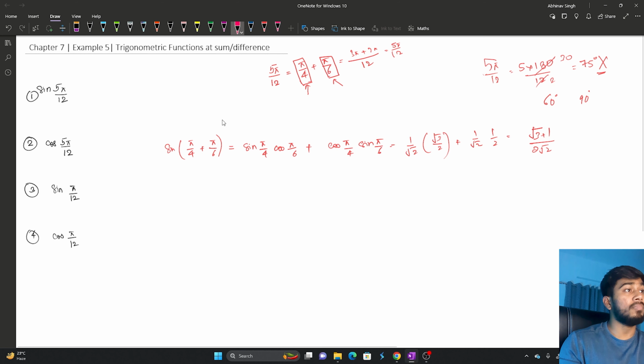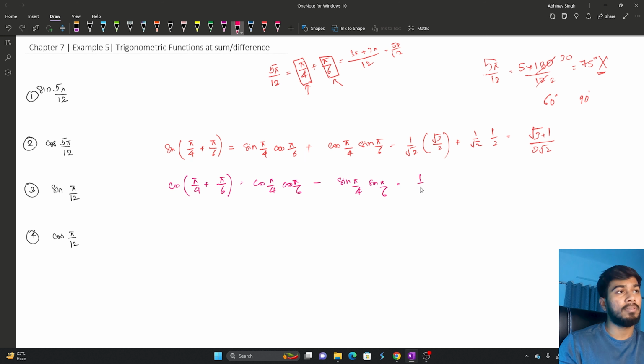Similarly, go ahead and get the value of cos 5 pi by 12, because you can write 5 pi by 12 as the sum of pi by 4 and pi by 6. You know the expansion formula, cos a cos b minus sin a sin b. Go ahead and substitute the values. Cos 45 is 1 by root 2, root 3 by 2, minus 1 by root 2, 1 by 2, which is root 3 minus 1 by 2 root 2.